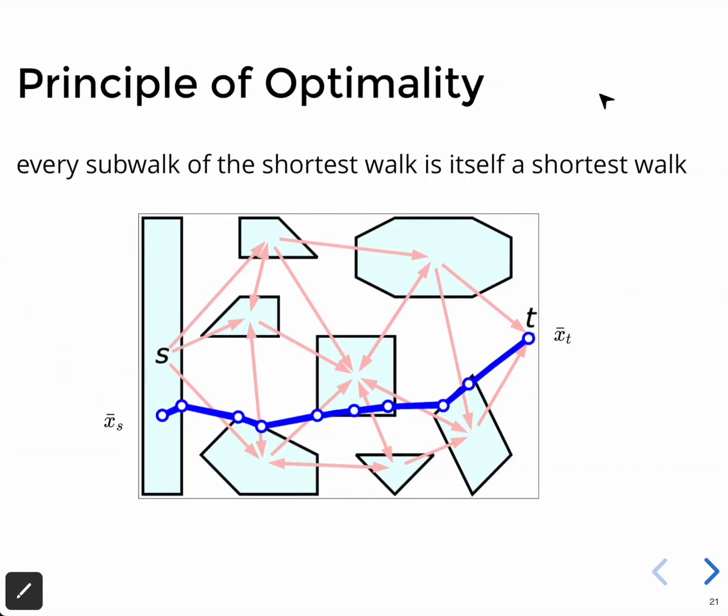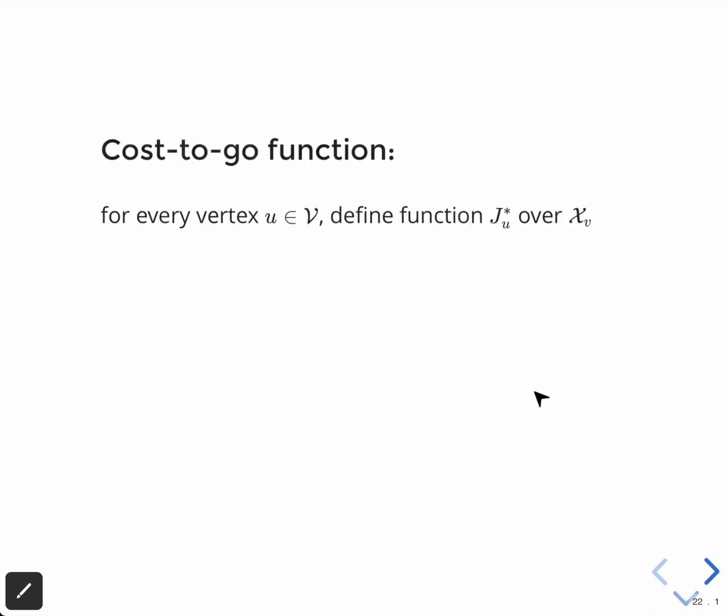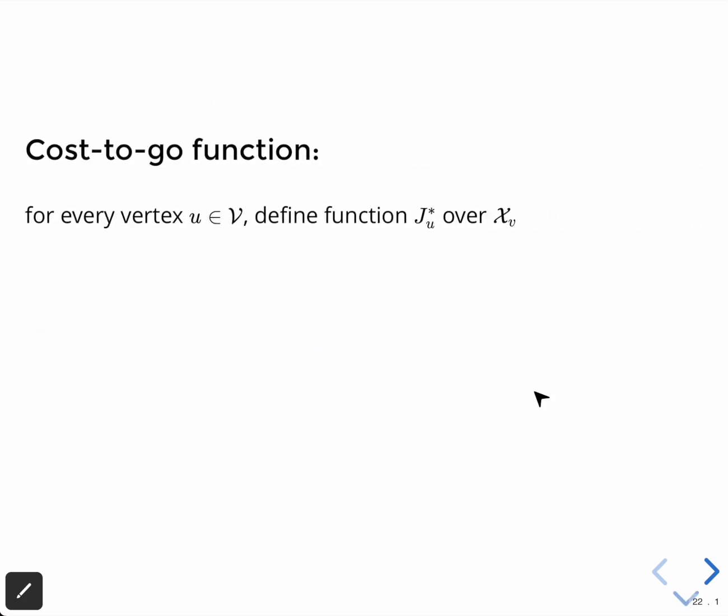First, we'll make an interesting observation, which is that the principle of optimality holds for this problem. So every subwalk of a shortest walk is itself a shortest walk. This is really intuitive to see. If this subwalk wasn't optimal, then we could just swap it out for the optimal walk, and we'll get a walk of lower cost. So the principle of optimality holds for this problem. Next, we're going to quickly define the cost-to-go function.